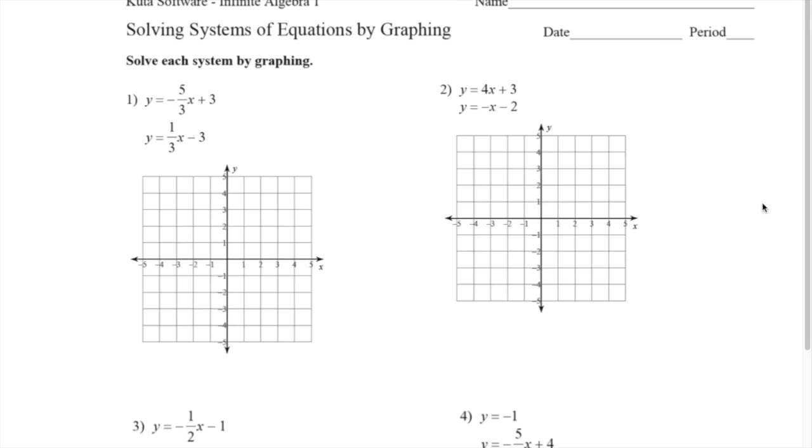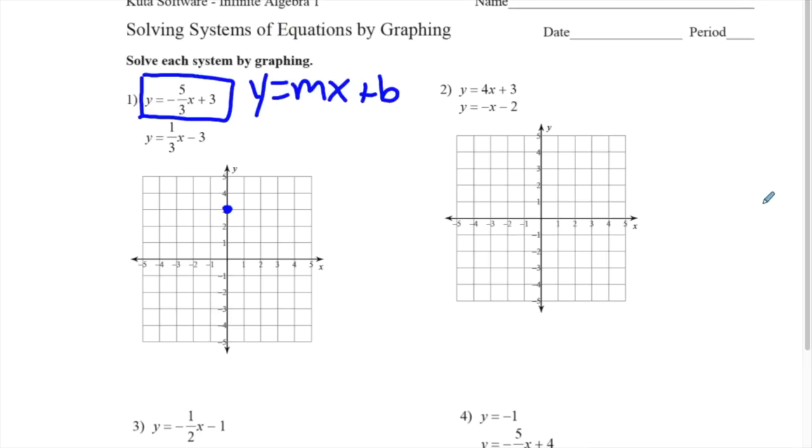Okay, so I'm going to lead you through the first couple problems. If you notice, we have y equals negative 5/3 x plus 3, where negative 5/3 is your slope, and 3 is your y-intercept. So if you remember, we can't graph the 5/3 yet. We need that plus 3 right here. So we're talking about this equation right here. If you remember, y equals mx plus b.